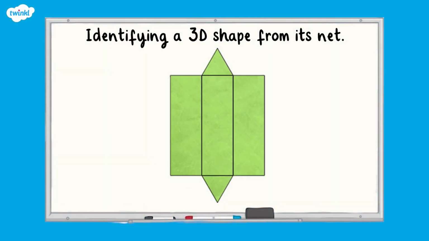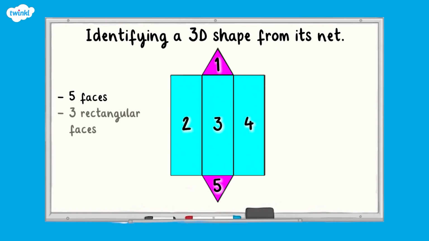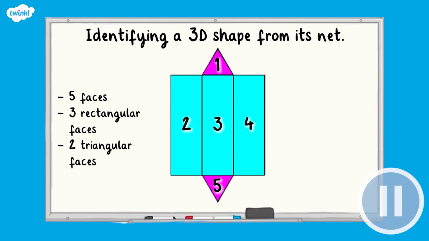This net is made up of 5 2D shapes. So we know the 3D shape that it makes has 5 faces. There are 3 rectangles and 2 triangles. So we know that the 3D shape that it makes has 3 rectangular faces and 2 triangular faces. We can now use these clues to work out what the 3D shape is. Can you name the 3D shape that has 3 rectangular faces and 2 triangular faces? Great work, it's a triangular prism.